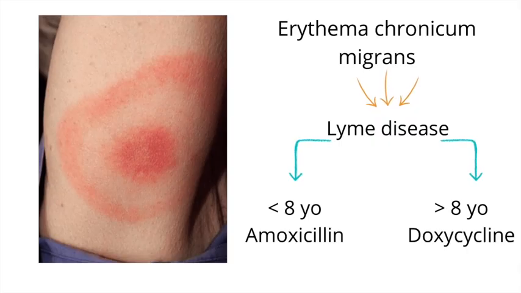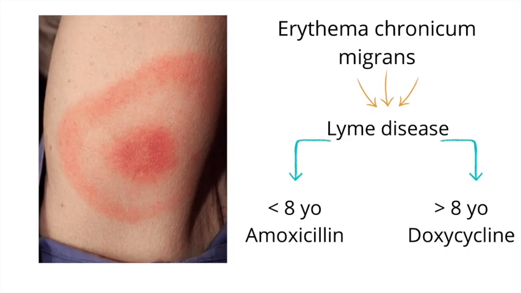Lyme disease is treated with amoxicillin in patients less than 8 years old. However, doxycycline is used in patients older than 8 years old. Recall that doxycycline is a tetracycline and they can cause teeth discoloration. So that's the reason why amoxicillin is given in patients less than 8 years old.